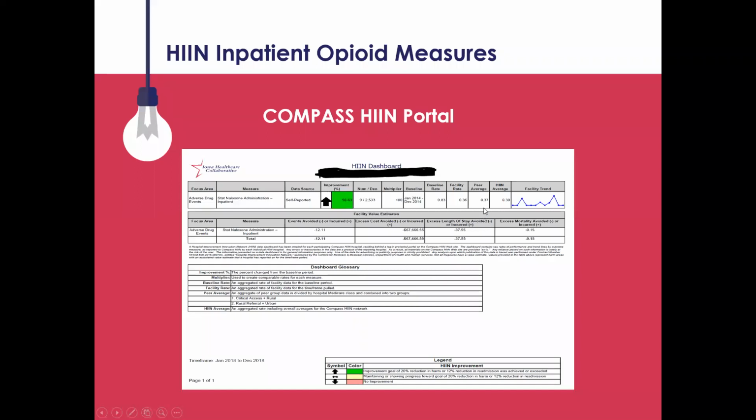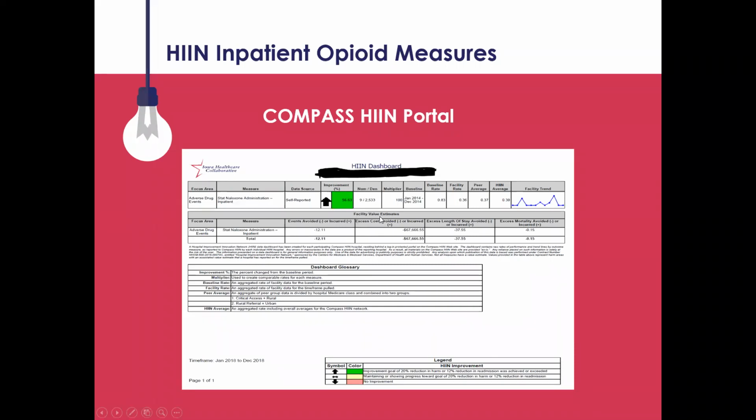Their peer average, which means like hospitals, is 0.37. So they're below their peer average. And then the overall HIIN average, which is all hospitals reporting to the Compass HIIN, is 0.30.